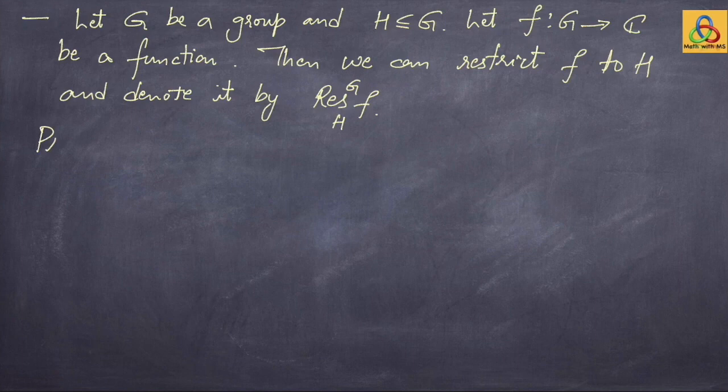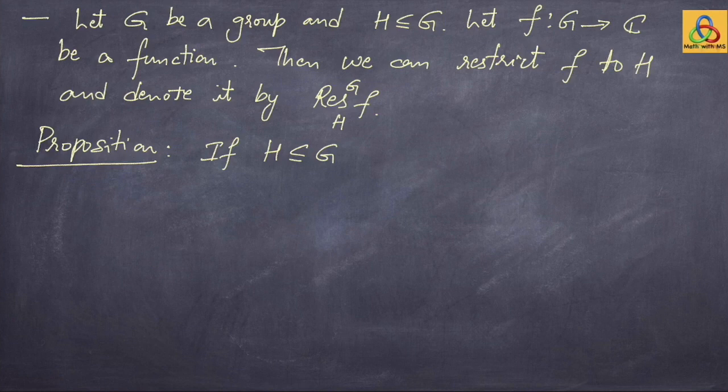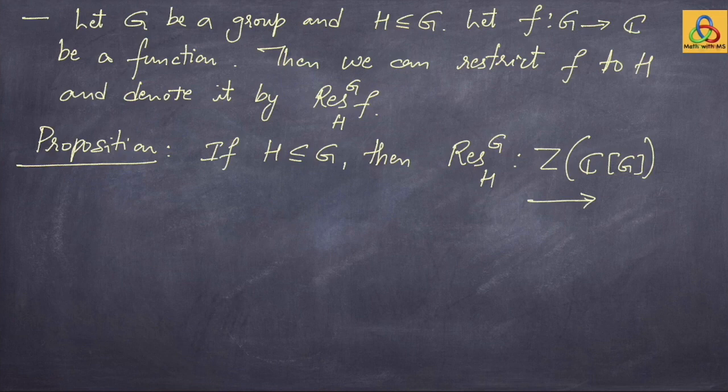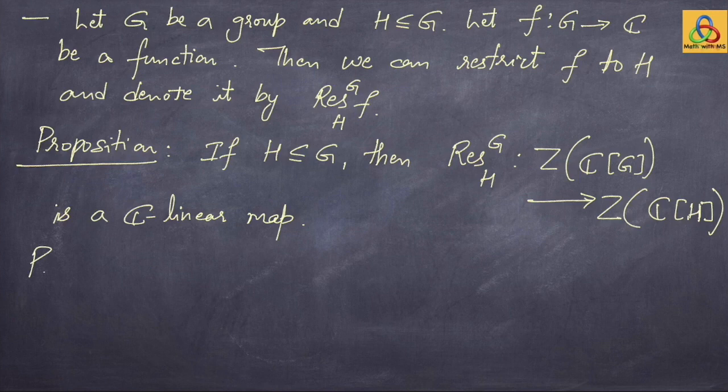A very elementary observation here: if H is a subgroup of a group G, then this map, the restriction map from the center of the group algebra CG to the center of the group algebra CH, is a C-linear map. This is a pretty straightforward result. Nevertheless, let me just write one line. Observe that the elements of the center of the group algebra are the class preserving functions on the group G.